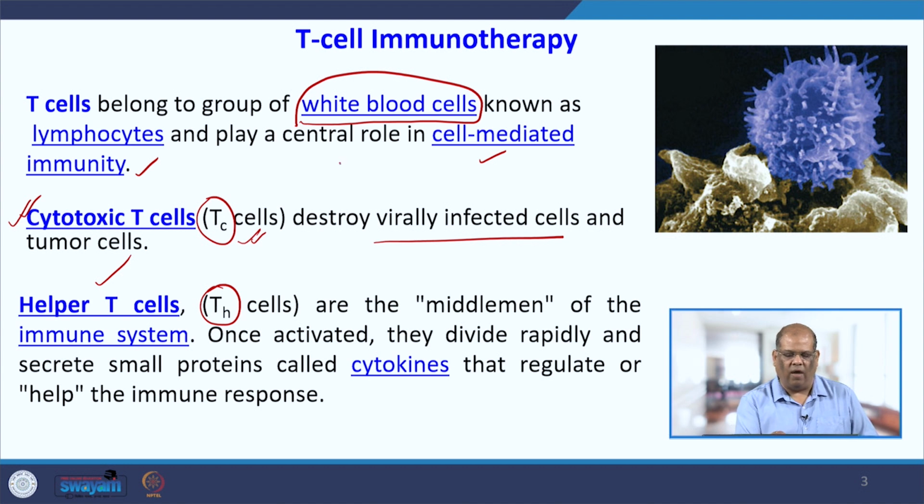So, basically you have a T cell, which is classified into 2 parts, one is this TC cell, one is this TH cell. TC cells or cytotoxic T lymphocytes directly kill the tumor cells or cancer cells, whereas TH cells secrete some kind of protein that actually boosts these cytotoxic T cells to kill more tumor cells.